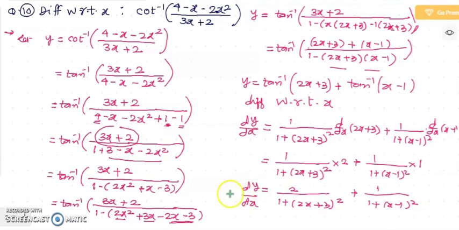So in this manner you can solve the remaining examples. Some examples of this type are also there in the exercise. So exercise 1.2 is completed here. Next time we shall see the next exercise. Till then, practice this exercise 1.2.